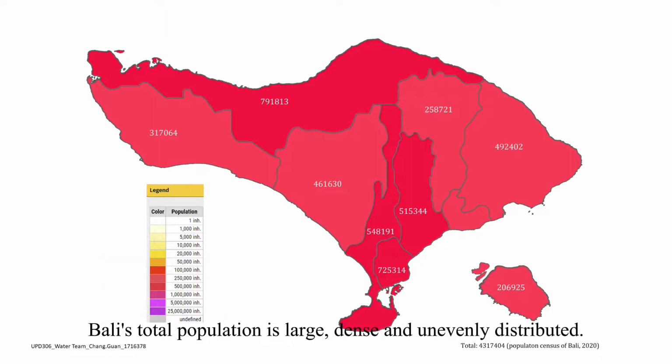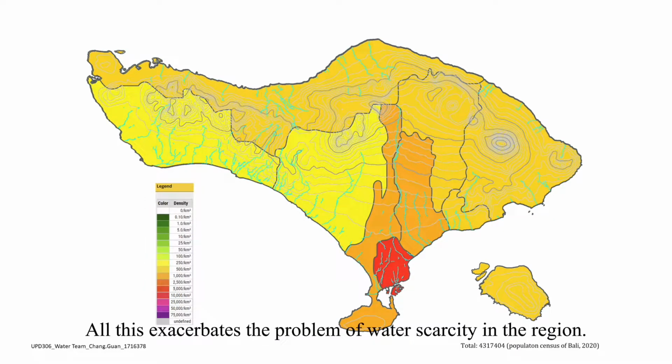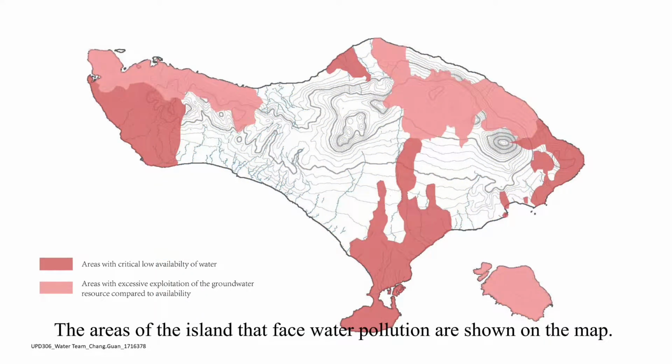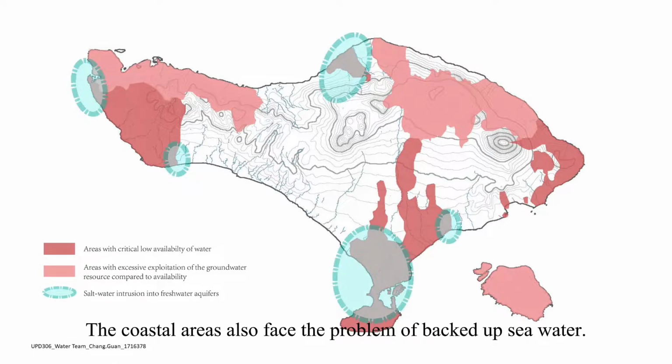Bali's total population is large, dense, and unevenly distributed. All this exacerbates the problem of water scarcity in this region. The areas of the island that face water pollution are shown on the map. The coastal areas also face the problem of backed-up seawater.